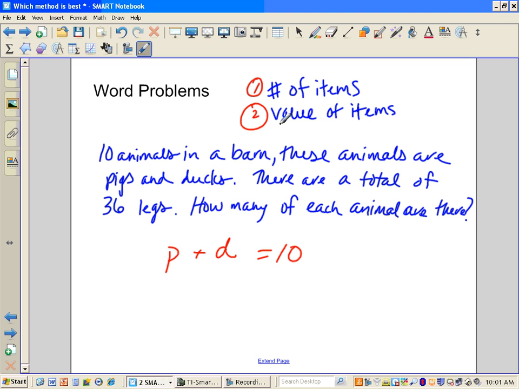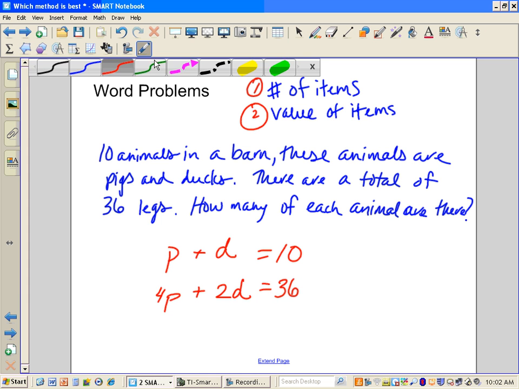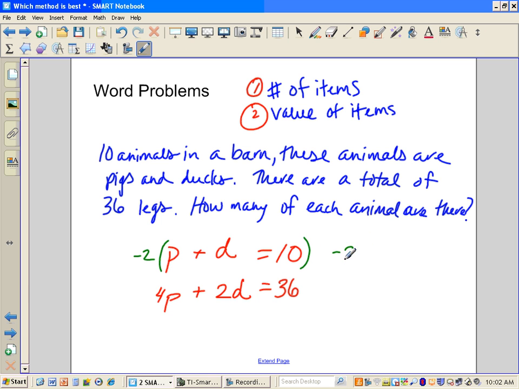Now I'm going to put some value on those items, okay? If I have a total of 36 legs, well, how many legs do pigs have? Hopefully you're saying 4. Pigs have 4 legs, and ducks have 2 legs, so this is the value equation. From here, I can choose any method to solve this. Since I love linear combinations, I think I'm going to multiply this top equation by negative 2. So negative 2p minus 2d is equal to negative 20, then 4p, I'm just rewriting the bottom one, plus 2d is equal to 36.